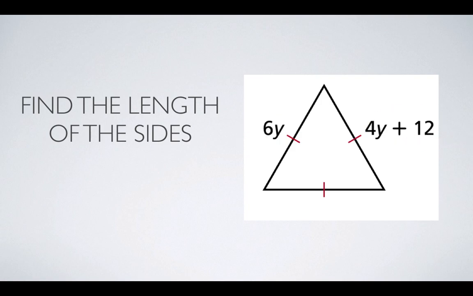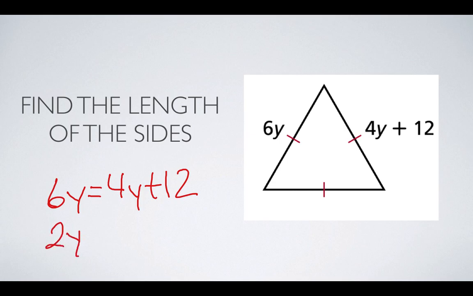So to do that, I have to set this up as an equation. Now, if I had told you that this was, say, 36, you would say 36 equals 4y plus 12. But in this case, we're just going to set it up as an equation where one side equals the other. So 6y equals 4y plus 12. Now our first step is to get all the y's on the same side, so we would subtract 4y, which gets us 2y equals 12, which means y equals 6.